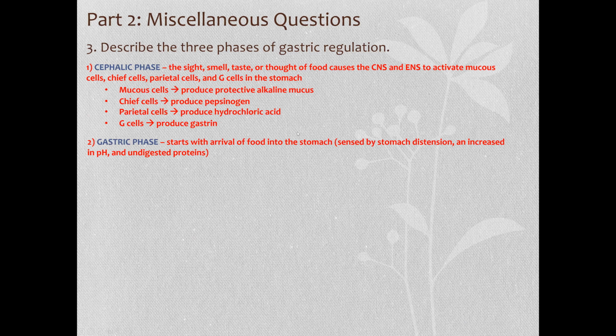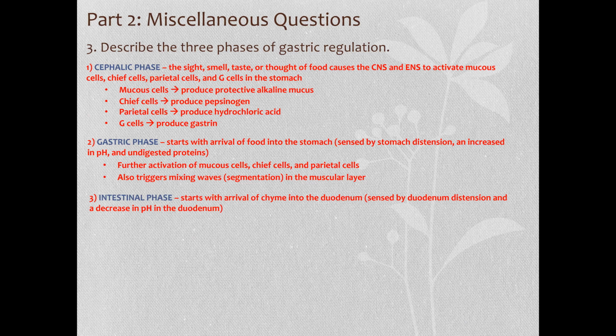The next phase is the gastric phase, which starts with the arrival of food into the stomach. And so this phase is sensed by stretch receptors that sense the distension of the stomach. Also, there are chemoreceptors that can sense an increase in pH and the presence of undigested proteins. So in the gastric phase, you have further activation of the mucus cells, chief cells, and parietal cells. And now you also trigger the mixing waves or segmentation in the muscular layer to help start to churn the stuff in the stomach, and that is part of the mechanical processing.